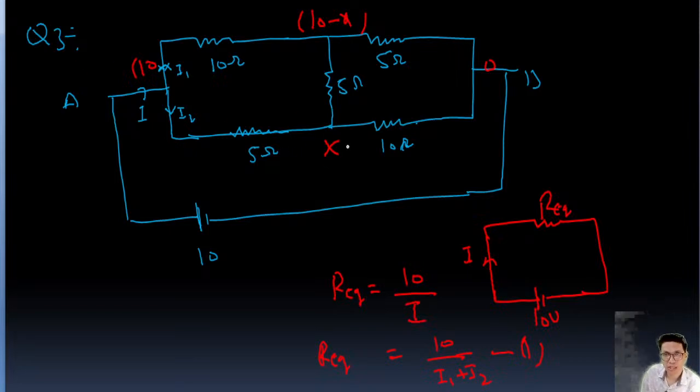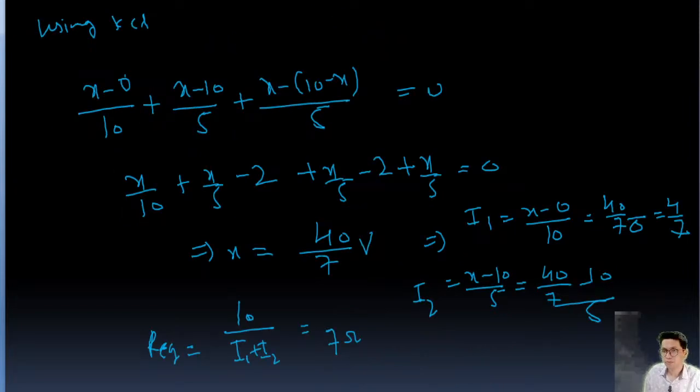You just need to understand that in this circuit, this point is X. If you take this point as X, then this is going to be 10 minus X, guys. This is an important step. Then you just have to use the nodal analysis method, that is KCL, find the value of X, and then you can easily find the current. This is the answer, guys. Next question.